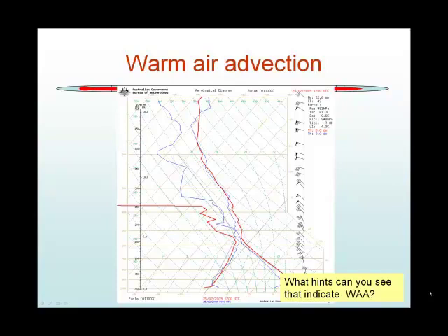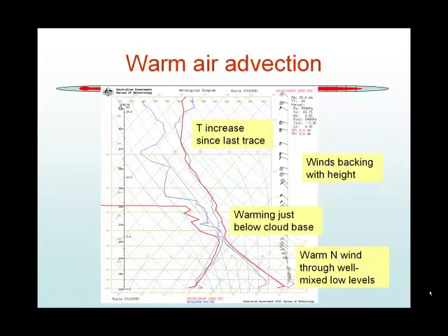Well, we can see that the winds are northwesterly, and so typically, because conditions are warmer further to the north than they are further south, we can infer that there's warm air advection. And as will be examined in dynamics, the winds backing with height, that is winds that turn in a counterclockwise sense, will tell us that there's warm air advection.